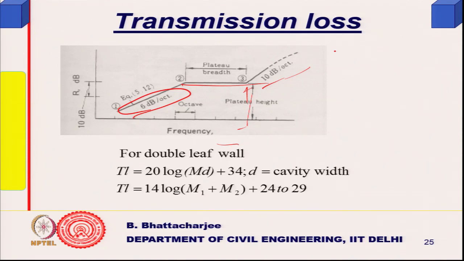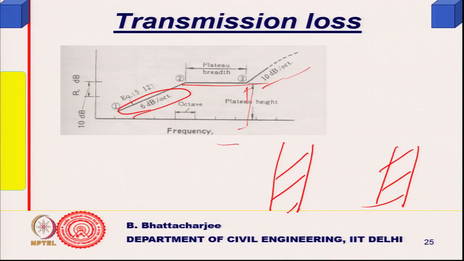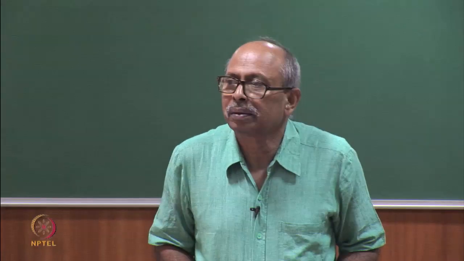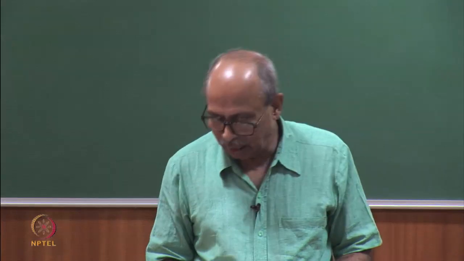Some practical examples now. For a double leaf wall, if I have two leaves and there is an air cavity inside, modeling this is fairly complex, so I am straightaway giving an empirical equation for this class.